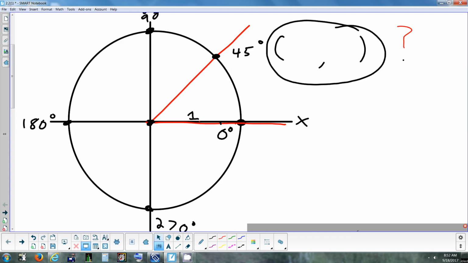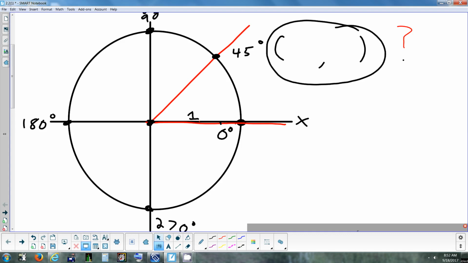Then, once you figure out the coordinate, you can do the trigonometry part, which is maybe to find the sine of 45 degrees, or the cosine, or the tangent. We're going to go through all 6 basic trig functions. But the first step is figuring out the coordinates for that angle.